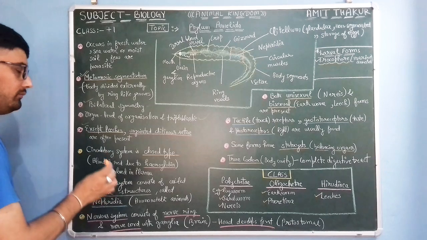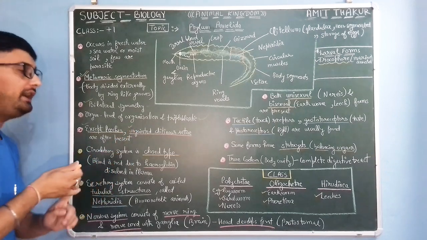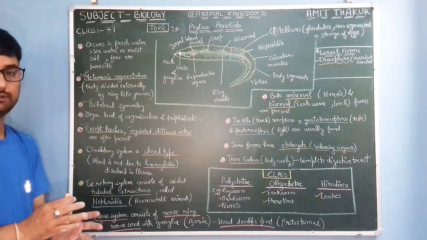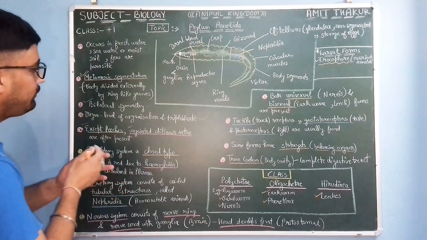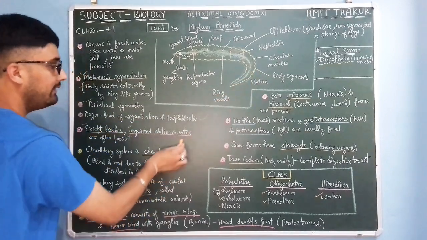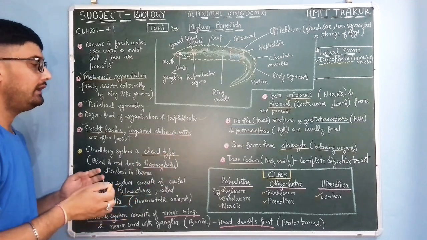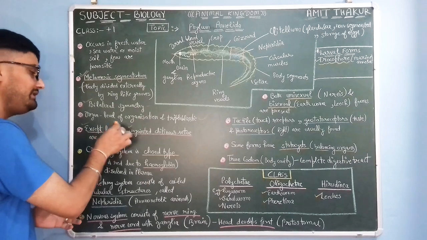They have bilateral symmetry, an organ level of organization, and are triploblastic, with the presence of three germinal layers. Except for leeches, unjointed chitinous setae for locomotion are present. In leeches there are no such things as setae. These setae you can see over here. These setae, which function in locomotion, are not present in leeches.